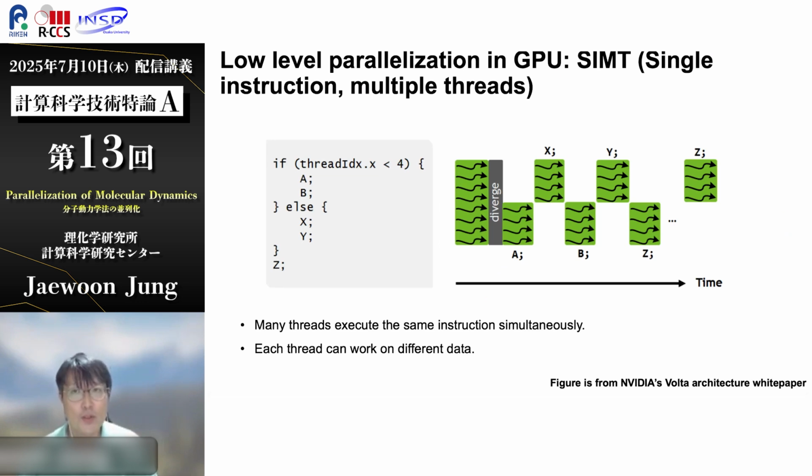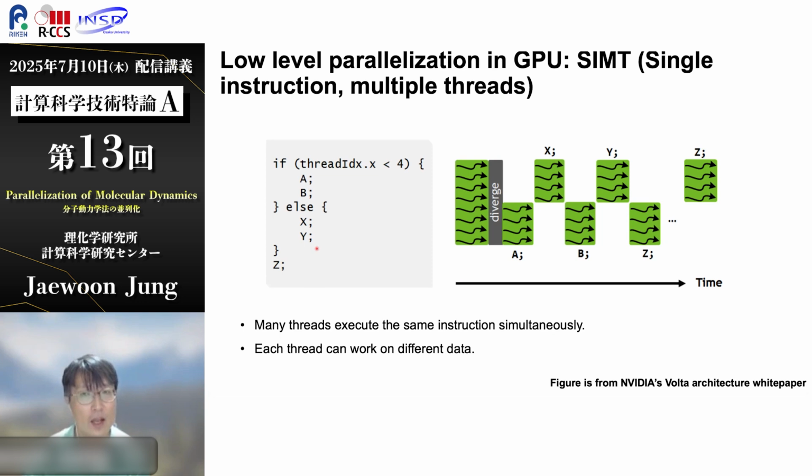And in GPU, we need to consider SIMT, single instruction, multiple threads. This is similar to SIMD, but a little bit different. So let's see this example. Here, just consider we have 8 threads. And let's consider this kind of conditional statement. If the thread index is less than 4, we perform A and B. Otherwise, we perform X and Y.